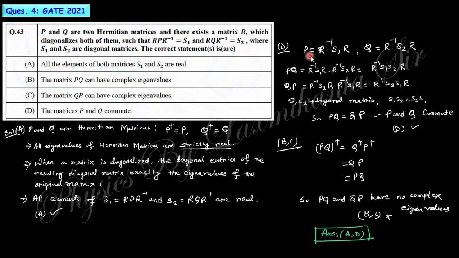Next, P can be determined from this. If you operate with R inverse and R, then we get P, and similarly Q. So PQ will be this one, QP equals this one. As S1 and S2 are diagonal matrices, they commute, that is S1 S2 equals S2 S1. So these two are equal, so PQ equals QP. So P and Q commute. So option D is also correct. Now (PQ) dagger can be written as Q dagger P dagger, and Q dagger equals Q, P dagger equals P. So this is QP. So the dagger equals this one. So this is real, not complex. So options B and C are incorrect. So options A and D are the right answer of this question.